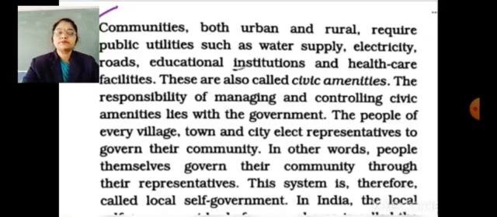Okay, the responsibility of managing and controlling civic amenities lies with the government. That means managing and controlling civic amenities is the responsibility of government. I think you understood, beta.